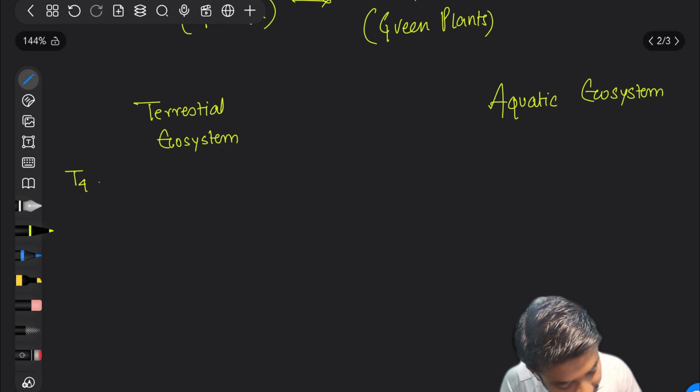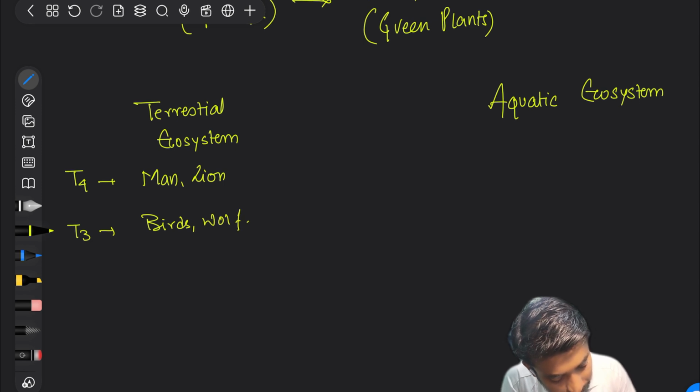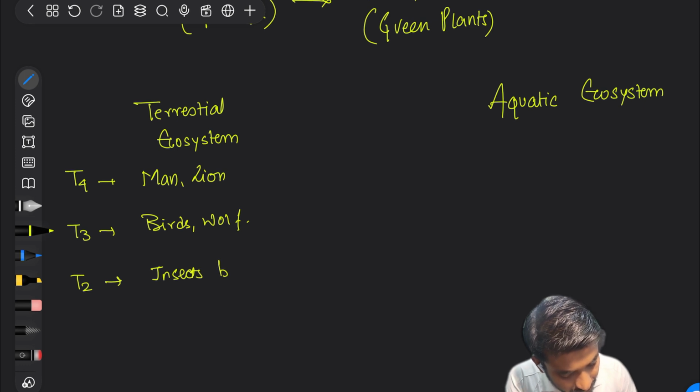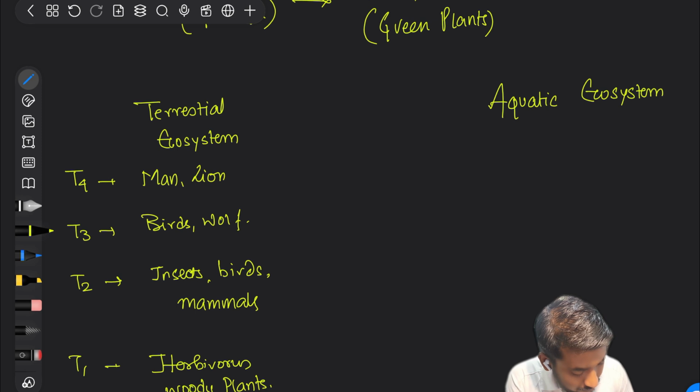In the terrestrial ecosystem, in the tertiary level, that is the T4 level, we see man, lion. In the T3 level, we can see birds, wolf. In the T2 level, we can see insects, birds, mammals. And at the T1 level, we see the herbivores, woody plants. Okay, the energy is shifted from here to here.